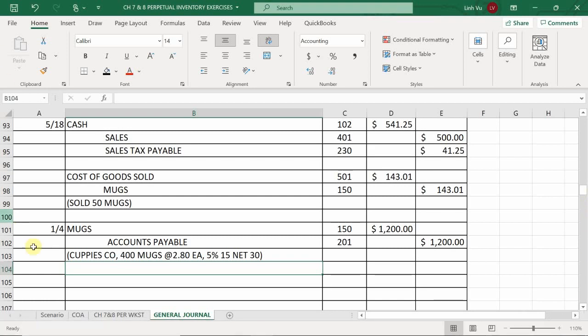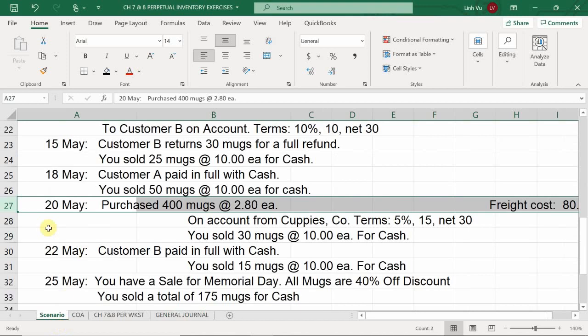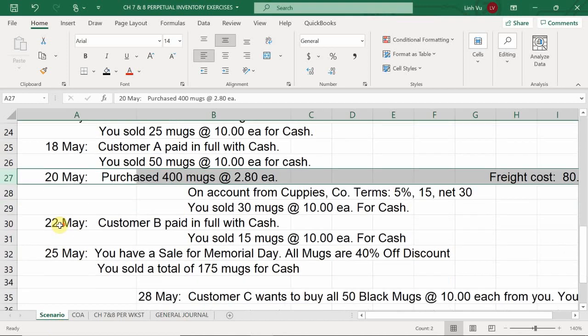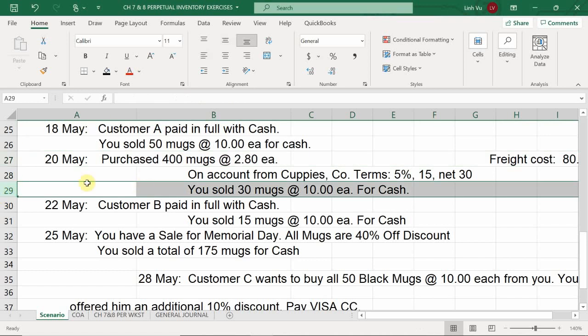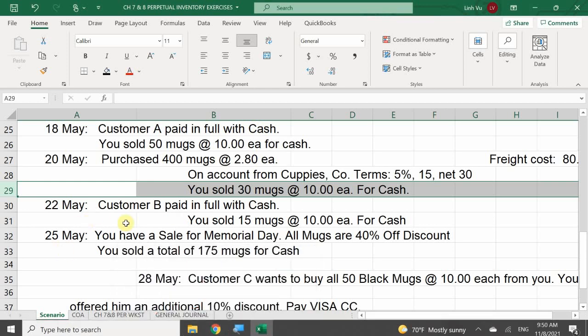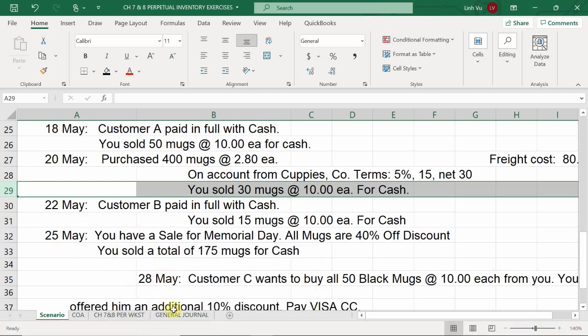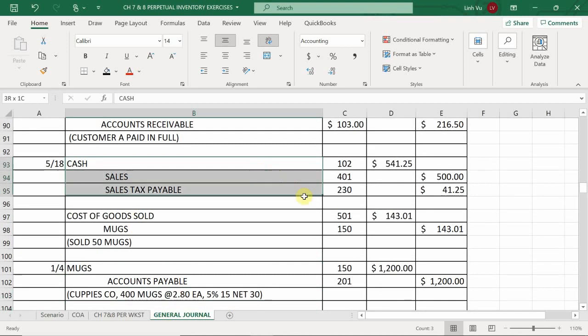Okay. So I'm going to, since it's only 9:49, let's just go ahead and do this one so we don't forget this one, and then we'll come back and do the rest, okay? So in this case, right, that very same day, even though I purchased inventory, I end up selling 30 mugs at $10 each for cash. So I end up selling my inventory, okay? So same thing here, I got cash and sales.